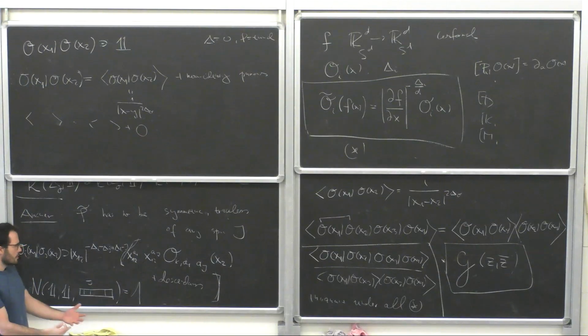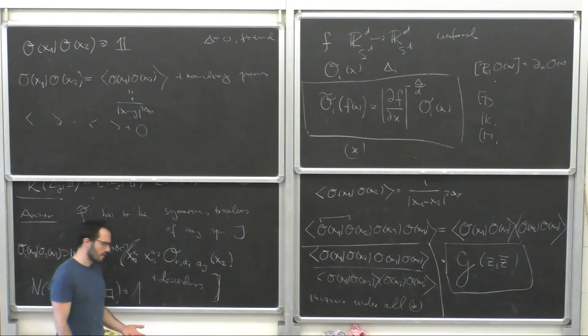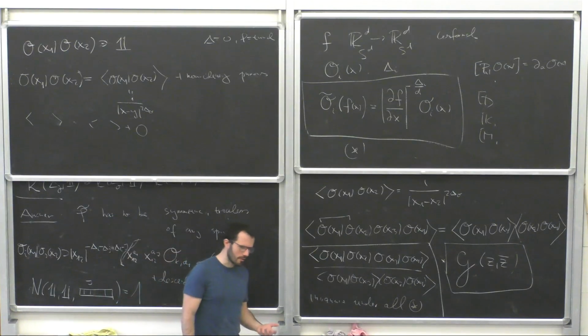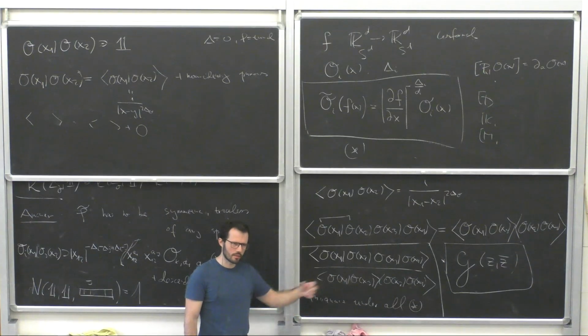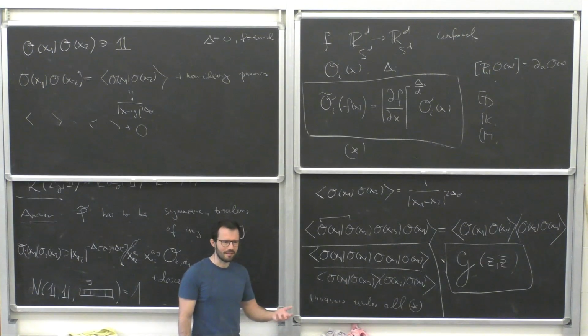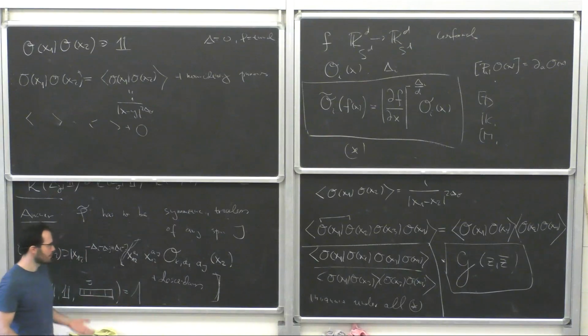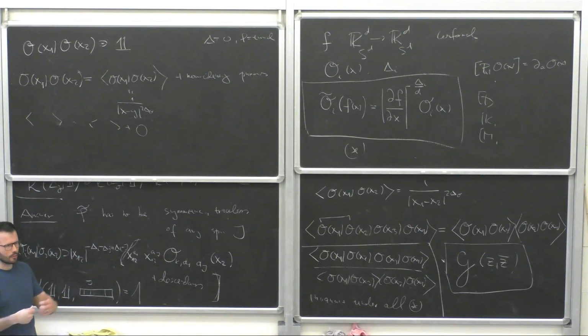Well, everything has to be irreducible, and the symmetric tensor power of the fundamental representation is not irreducible, but it's a direct sum of symmetric traceless ones. So it's symmetric, but you should really decompose it.